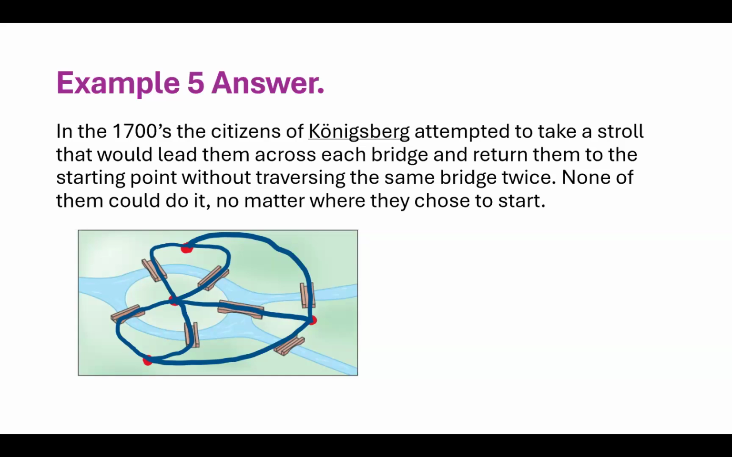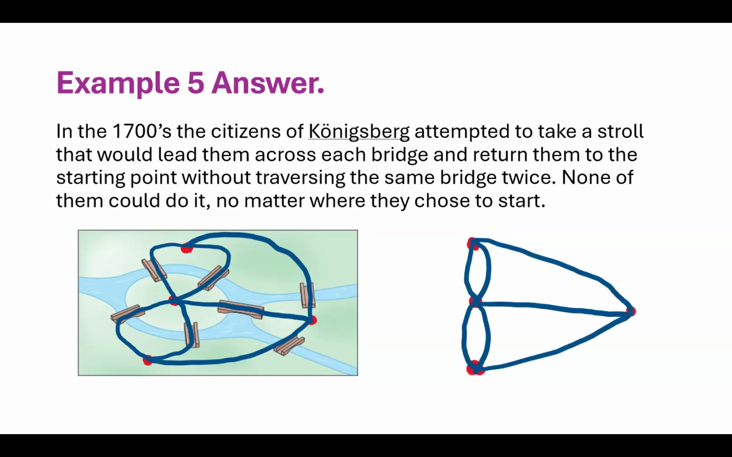So this is the graph that represents the city, including the bridges. They were trying to see if they could start at one point and then cross all of the edges of this graph. So if I go and count, this graph has one, two, three, and four vertices, and it has one, two, three, four, five, six, seven edges. So actually, you already saw this graph.